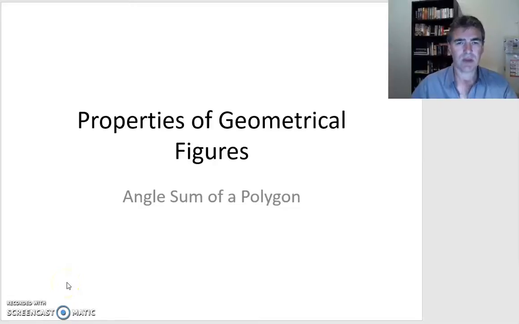So far we've had a look at the angle sum of a triangle and the angle sum of a quadrilateral. What we're going to have a look at is what if we've got different shapes like a pentagon or a decagon. How do we find the angle sum of those? Well, we need to know what some different things are first.